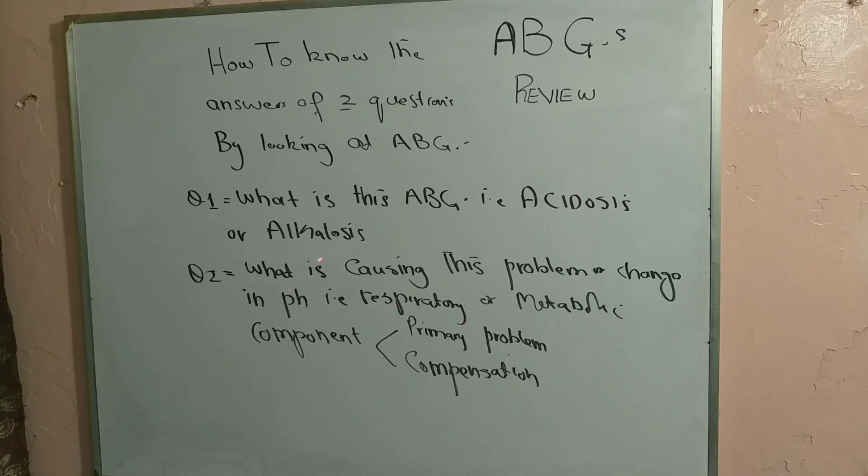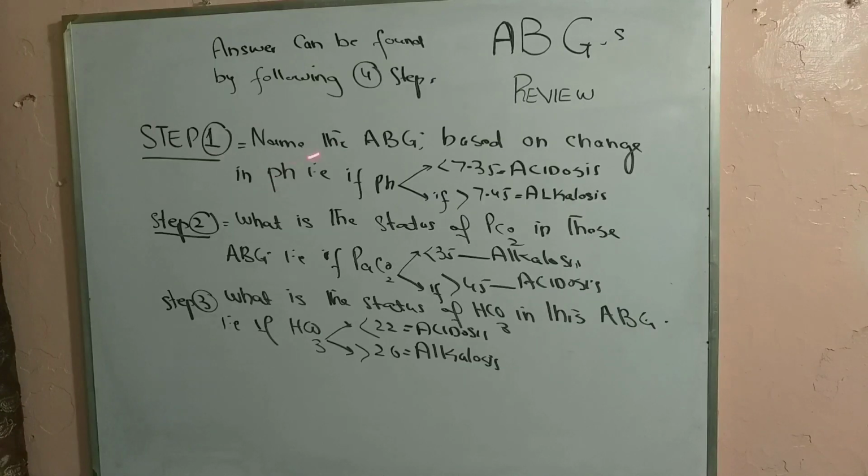For example, if the problem is caused by the respiratory system, then the metabolic system will try to compensate for it, and if the problem is caused by the bicarbonate or the metabolic system, then the respiratory system will bring in a change which will lessen, decrease or negate the effect of the change in the pH. This is how this system works. In order to know whether the ABG shows acidosis or alkalosis, respiratory or metabolic, we have to follow the 4 steps.